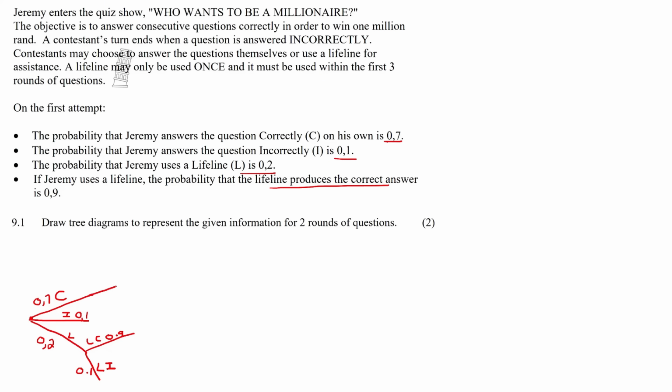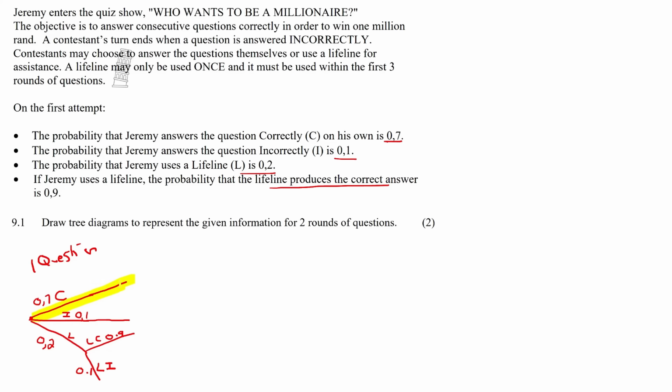Okay, now let's just extend these lines. Okay, so can we agree that up until here, that represents one question? So that is one question. Or you can think of it as one round of question. Now they want us to go for 2 rounds, so we're going to go again now. So now, imagine Jeremy went this way.